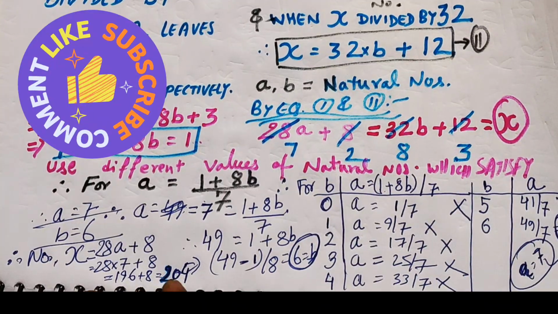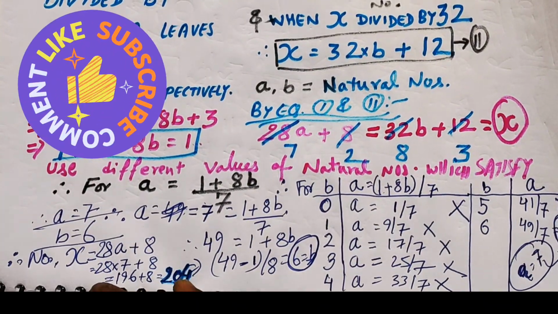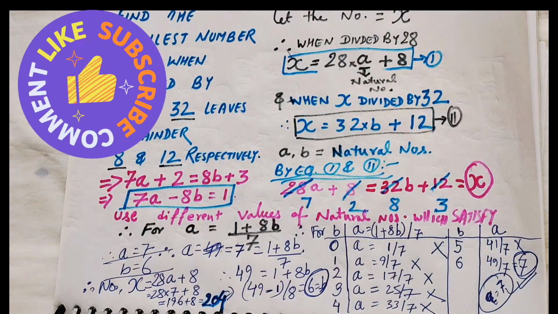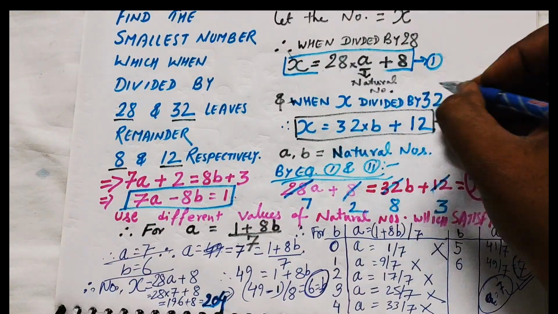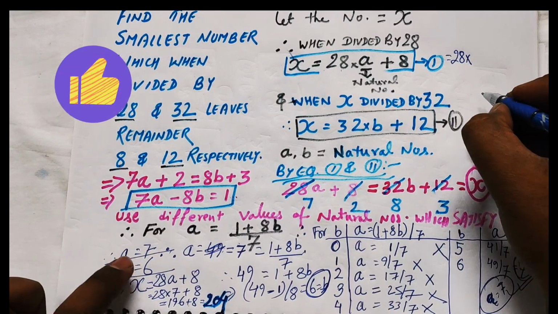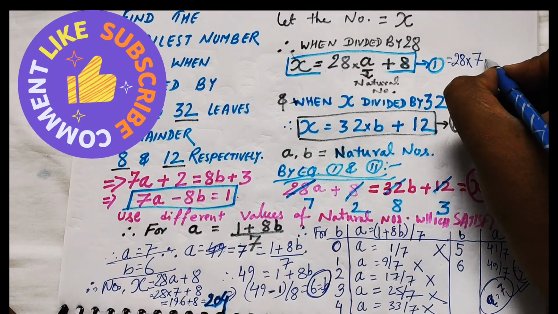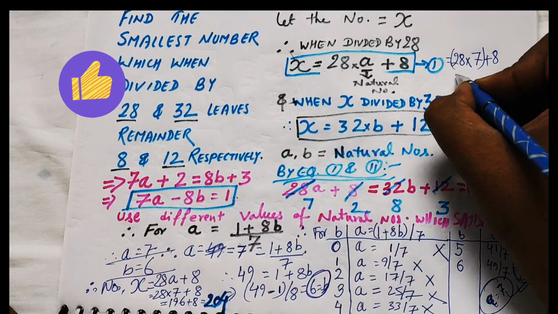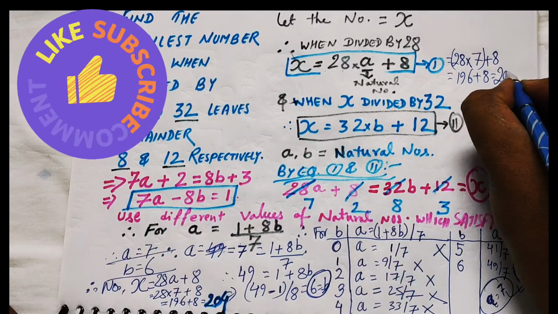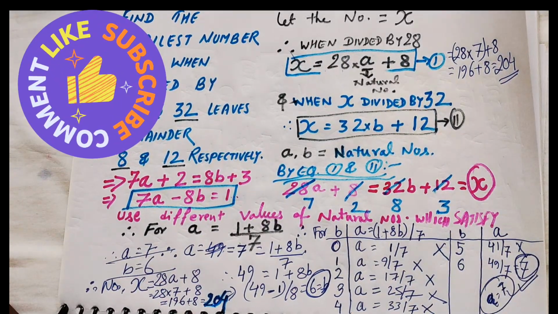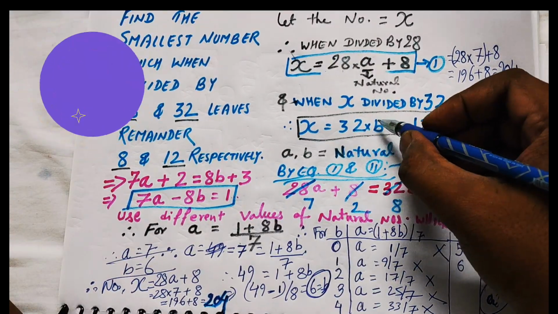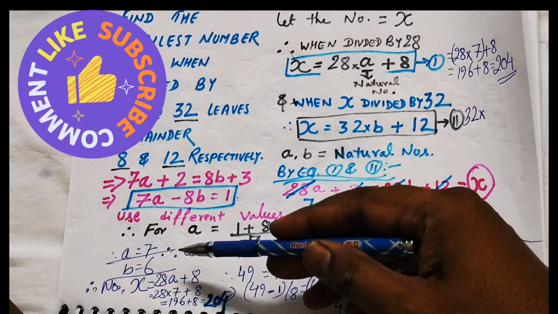The value of x is calculated as 204, right? I am making it dark. So from equation number 1, I am just writing again over here so that you can understand, because earlier it was not visible. The value of x is 28 into a plus 8, that is 28 into 7, where a is calculated as 7, plus 8, that is 196 plus 8, which is coming as 204. So 204 is that natural number, that smallest number, which when divided by 28 and 32 leaves remainder 8 and 12 respectively, right?